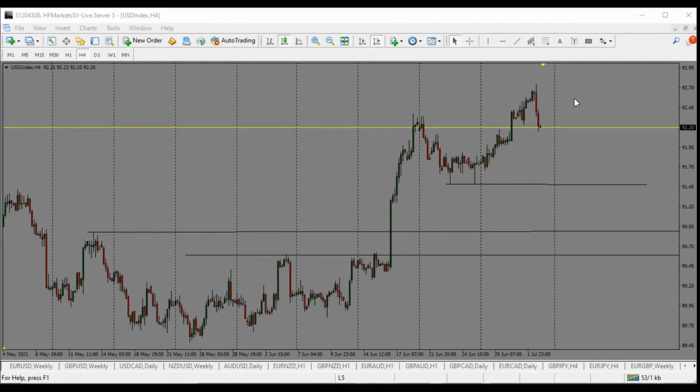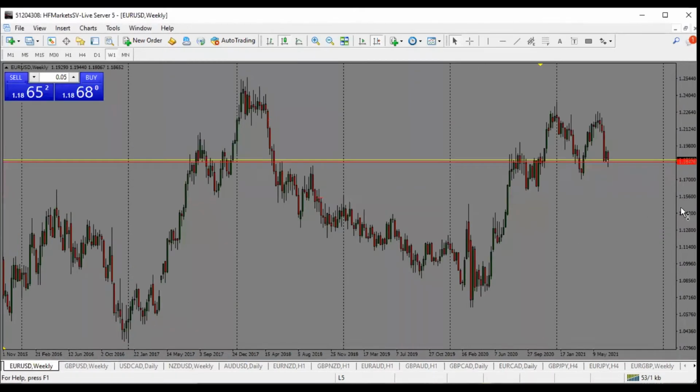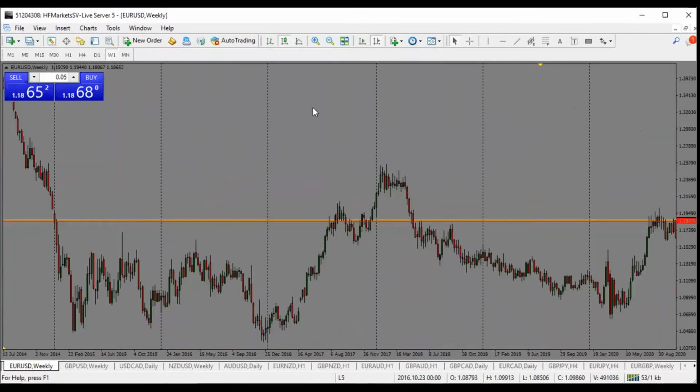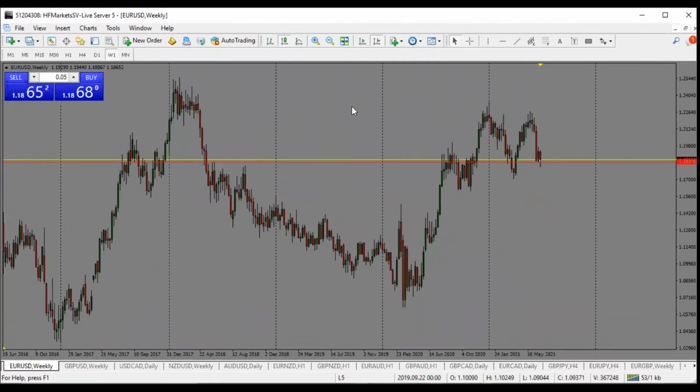So you should get this right and you should be able to make a setup out of this. Let's go to EURUSD next. EURUSD has a very, very good setup. I also bought EURUSD last week. I bought a lot of pairs last week because if you remember our last analysis, I said we are going to be buying, we are going to be bullish.